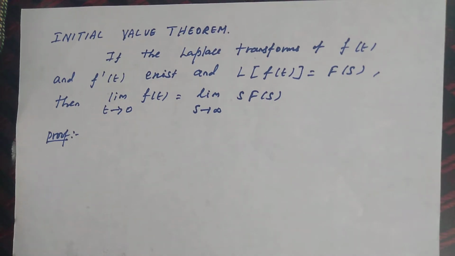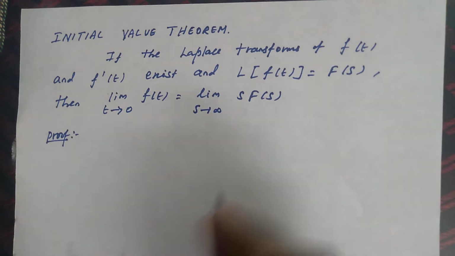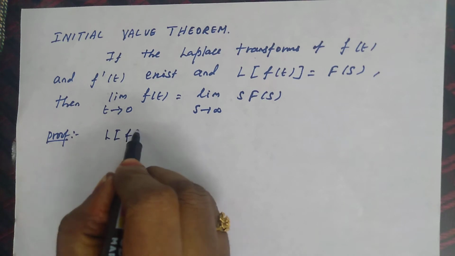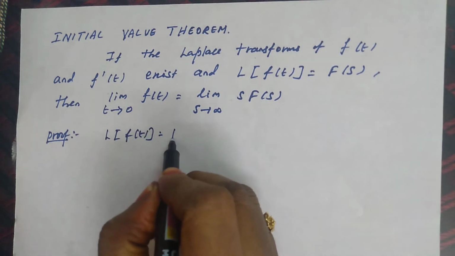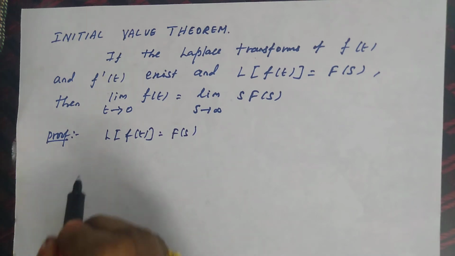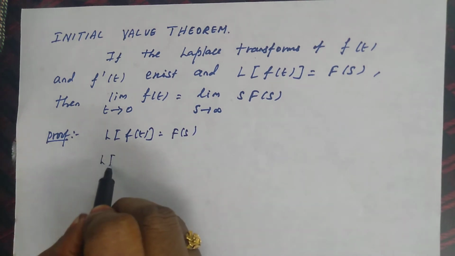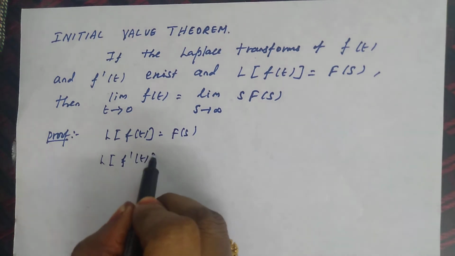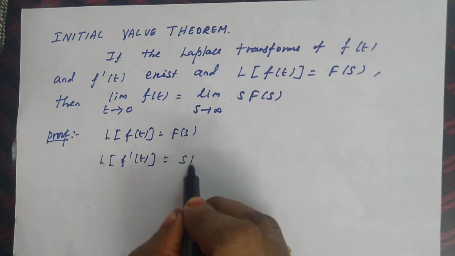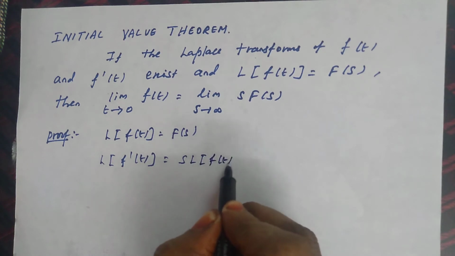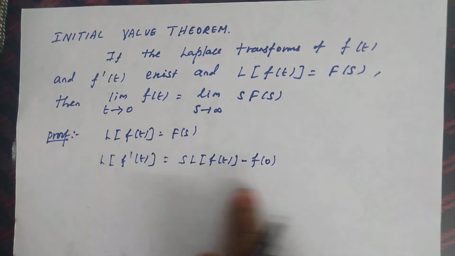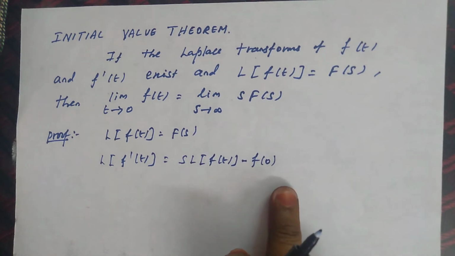Look at the proof. First we will write the given one. What is the given? L of f(t) equals, this we know very well because of the definition. This is nothing but the Laplace definition. We have studied already the Laplace transform of derivatives. With that notation, L of f'(t) is equal to s into L of f(t) minus f(0). Based on that we are writing this one.